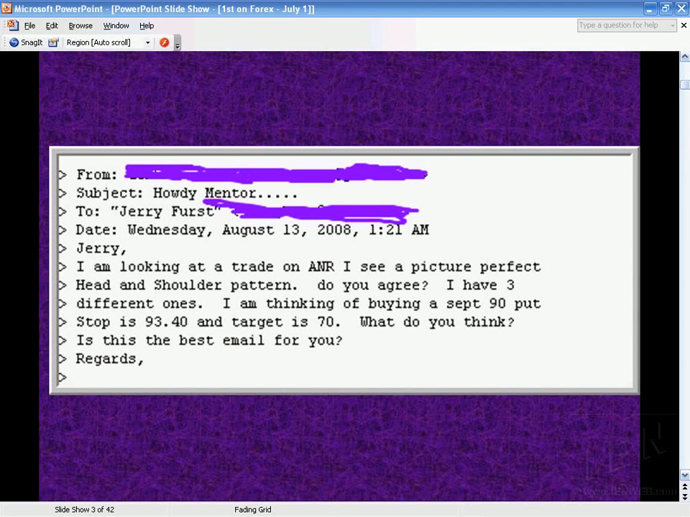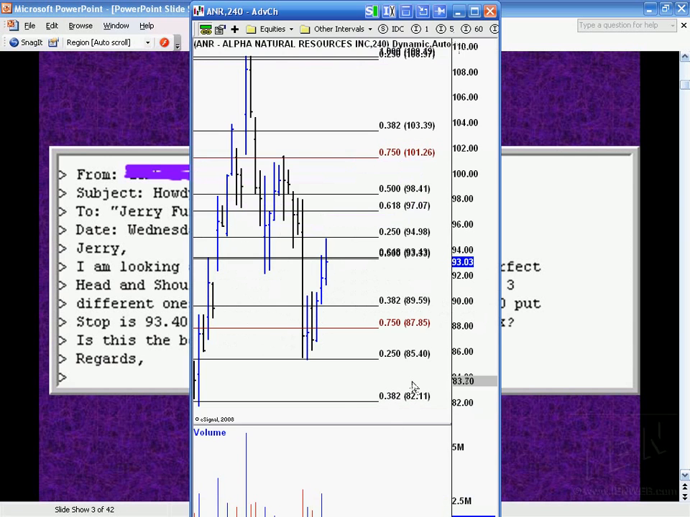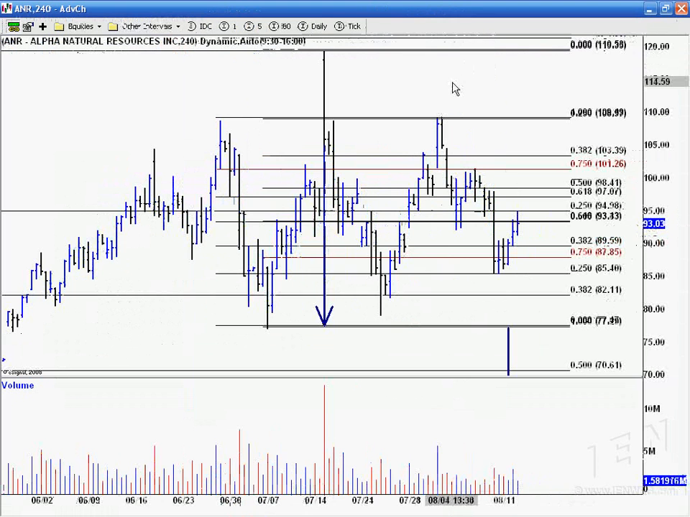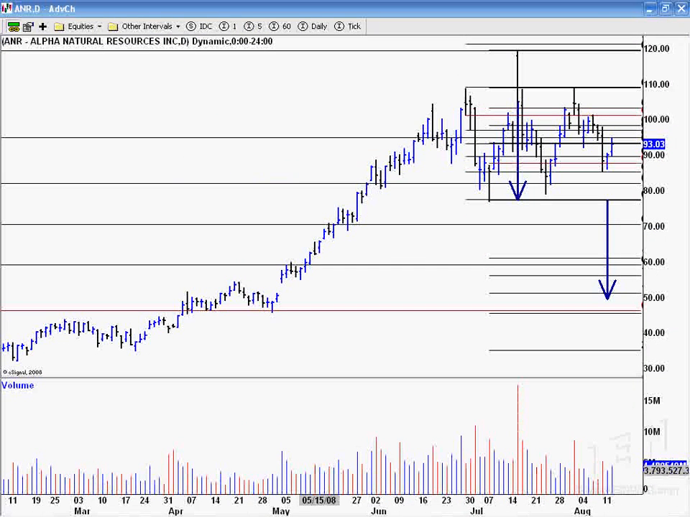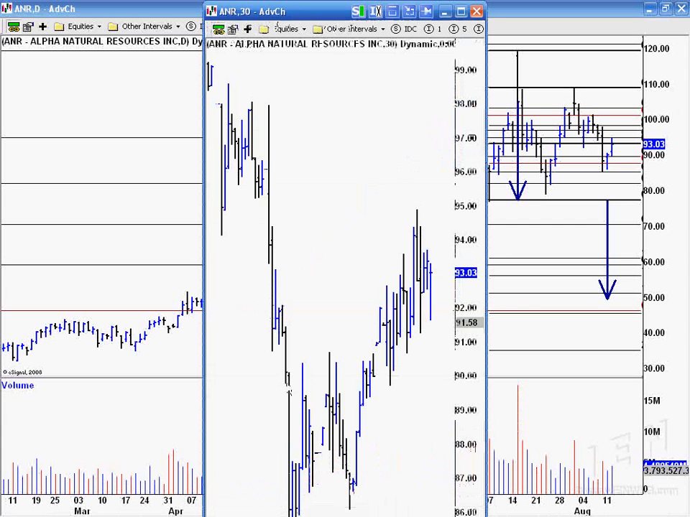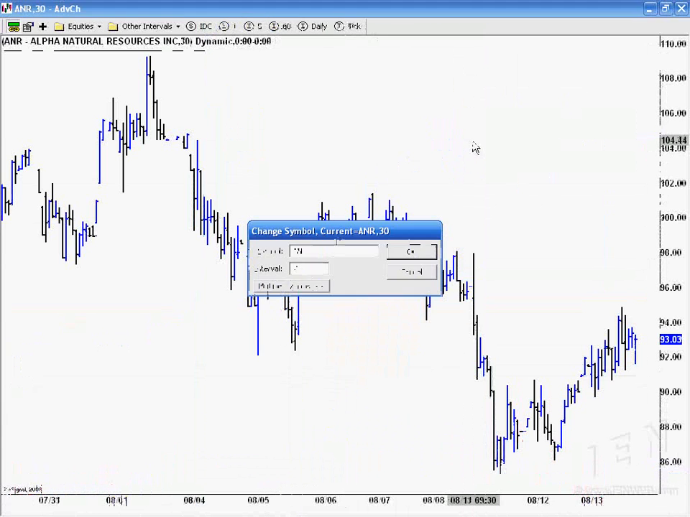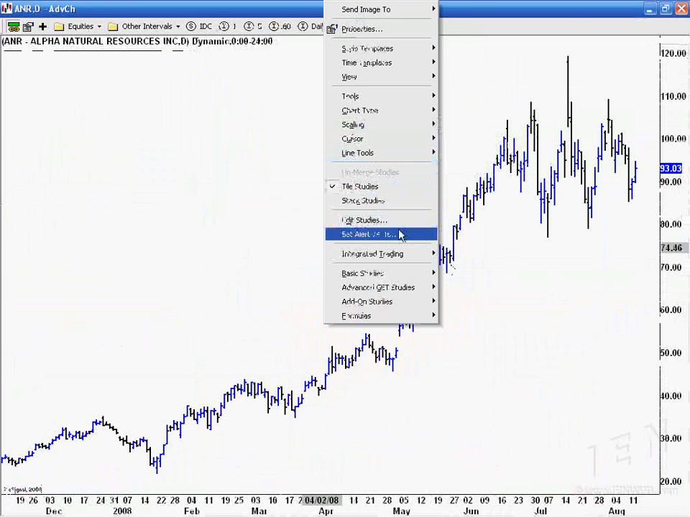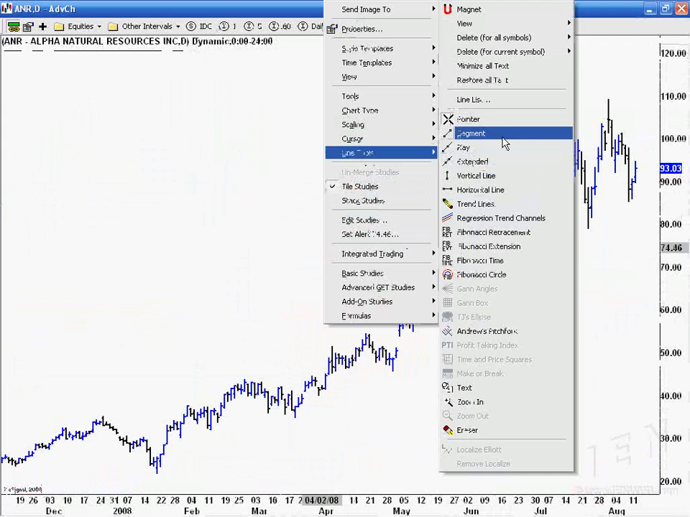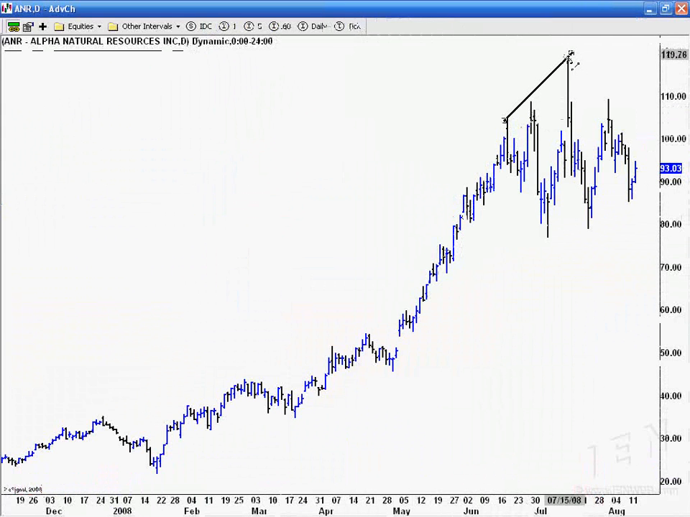I want to try and get this done as quick as possible. What we have is, actually, not only do we have a head and shoulders pattern, but I would like to show you on the daily chart what we actually have differently, or in addition to a head and shoulders pattern, we have what I would call a picture perfect diamond pattern.